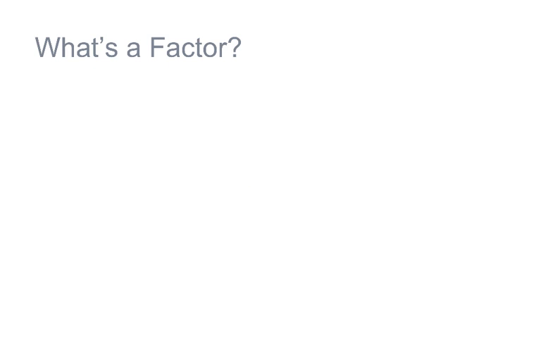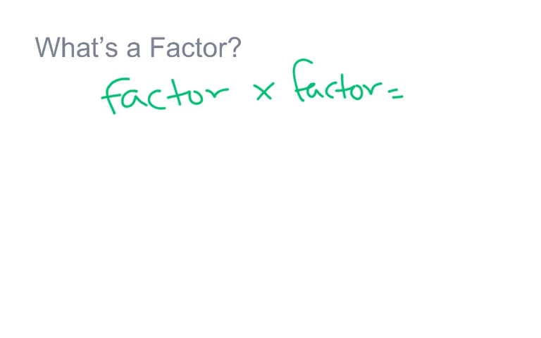What is a factor? Well, a factor is any number that you can multiply by another factor to make the product. So it goes like this: factor times a factor equals the product. We've already talked about the product being the answer to a multiplication problem. The factors are the numbers that you are multiplying together.